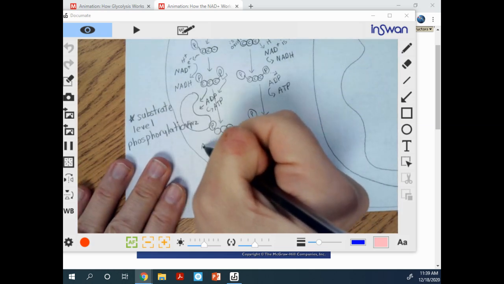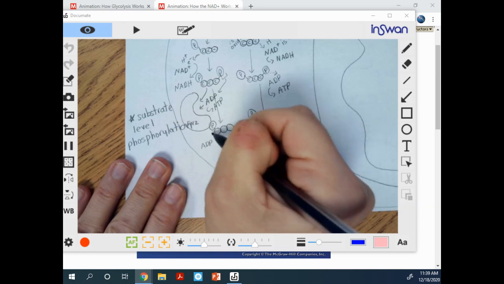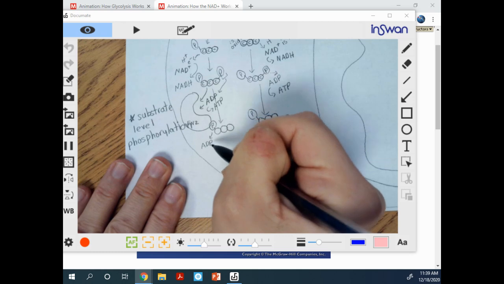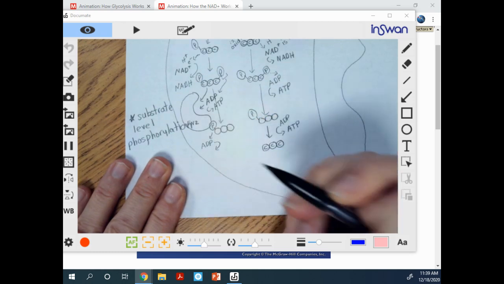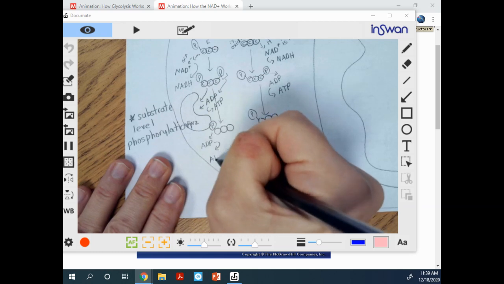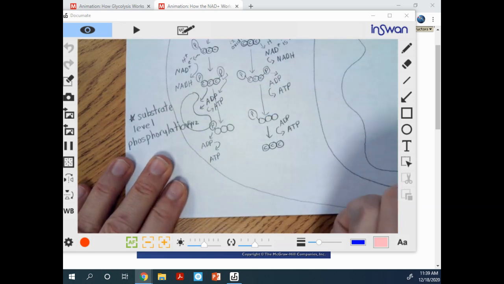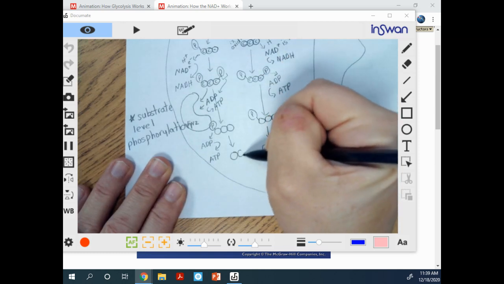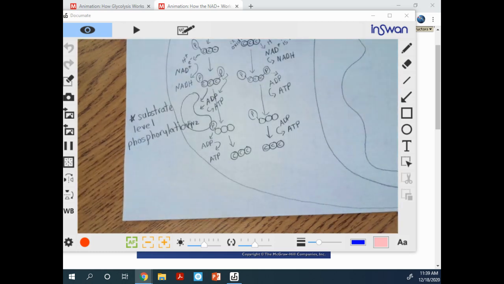I'm going to show the same thing over here. So again, that phosphate comes off of this intermediate onto ADP. Remember, D means 2, di, and now it's triphosphate, ATP. Okay, and then this molecule, this looks like that now.